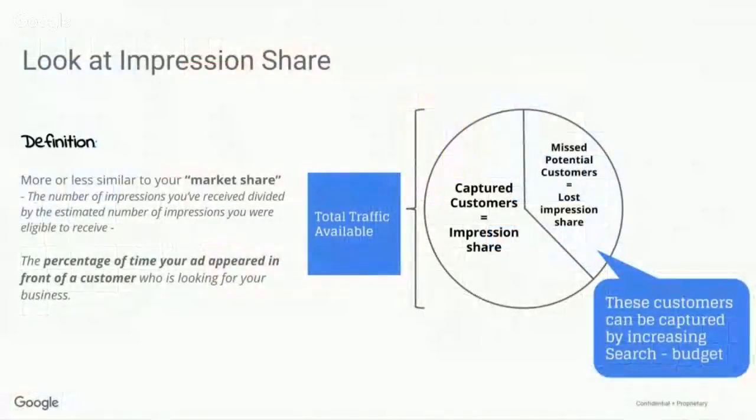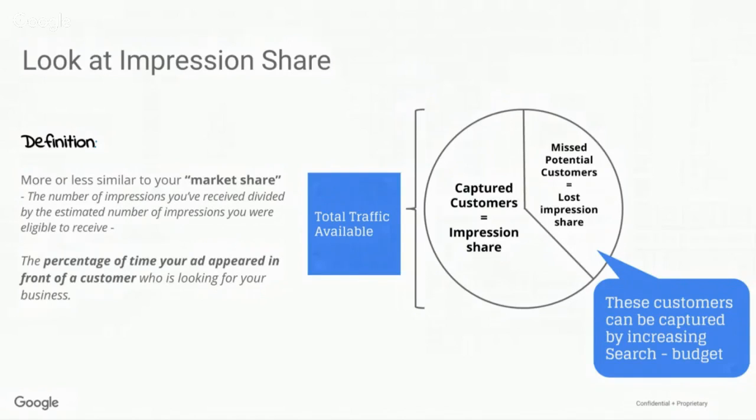This is market share. So don't talk about it as impression share. Talk about it as market share. The number of impressions that you receive divided by the number of impressions you were eligible to receive. We can even make this simpler. So it's the percentage of time that your ad appeared in front of a customer who is looking for exactly what you have to offer.